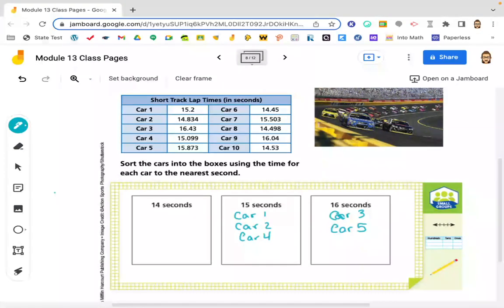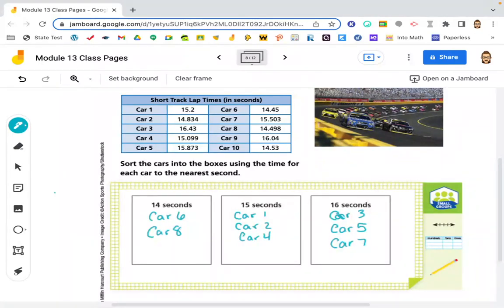Go over to car 6. It's 14 and 45 hundredths, so the 4 tells us to leave the 14 alone. So it's going to be 14 seconds for car 6. Car 7 is 15 and 503 thousandths, so that 5 tells us to bump up the 15, so that'd be 16. Car 8, we have 14 and 498 thousandths. The 4 tells us to leave the other 4 alone, so that would be 14 seconds for car 8.